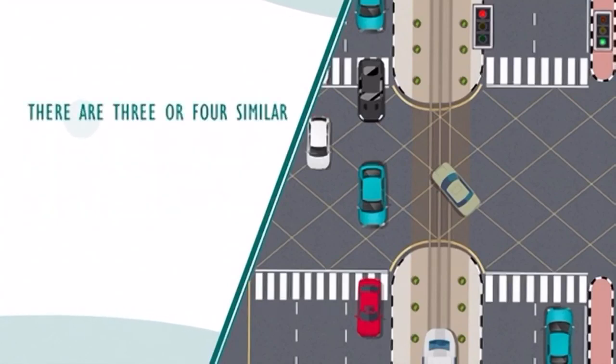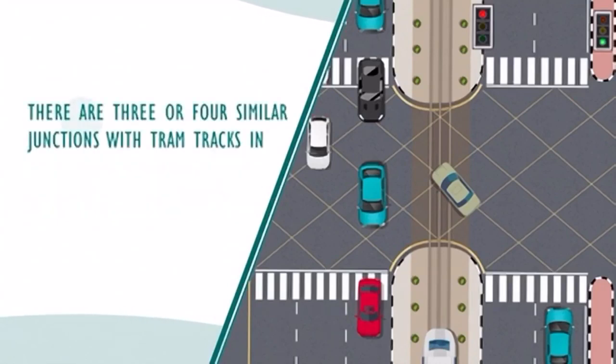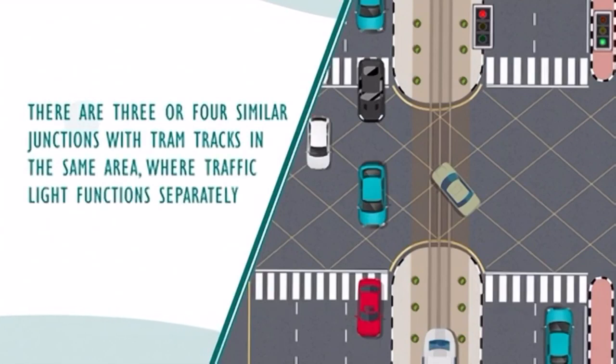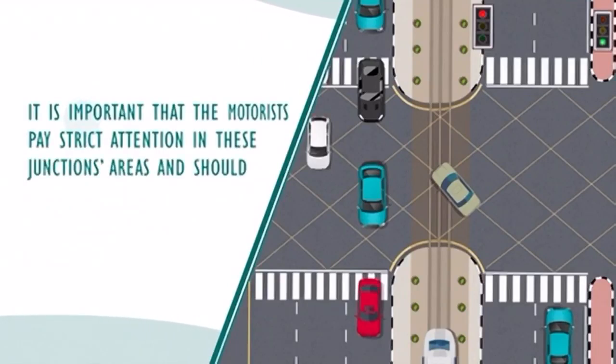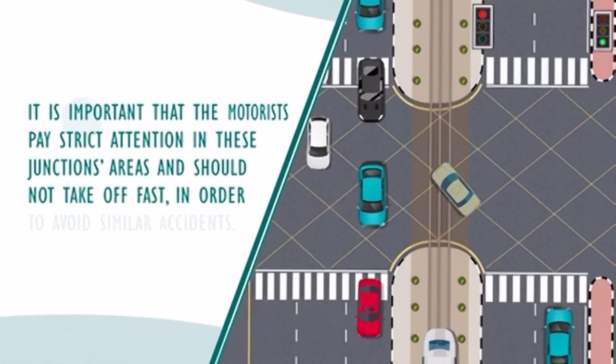There are 3 or 4 similar junctions with tram tracks in the same area, where traffic light functions separately for straight and left directions. It is important that the motorists pay strict attention in these junction areas and should not take off fast in order to avoid similar accidents.